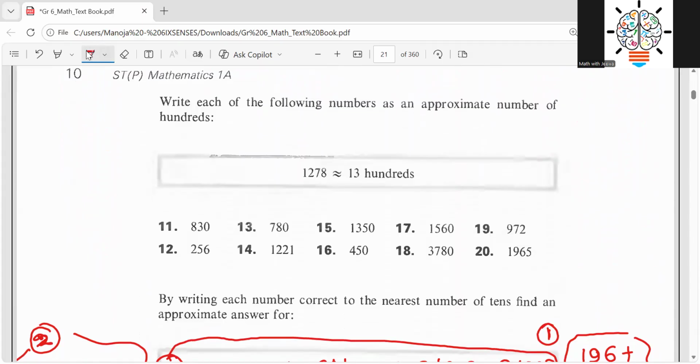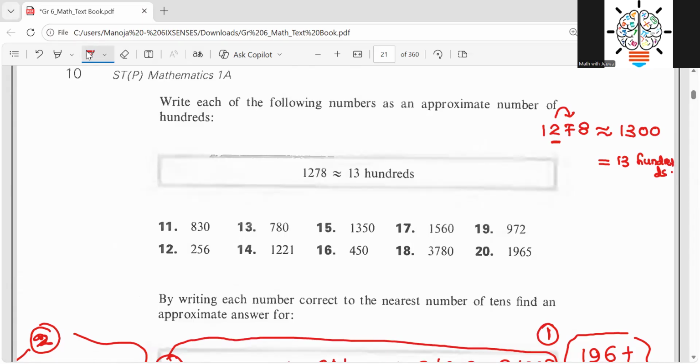What you do, children, 1278. Where is the 100 place? This is the 100 place. You look at the next number. If the next number is 5 or more than 5, you need to add 1 to the underlying number. 2 becomes 3. The rest will be zeros. So this is 1300, right? 13 hundreds, right?